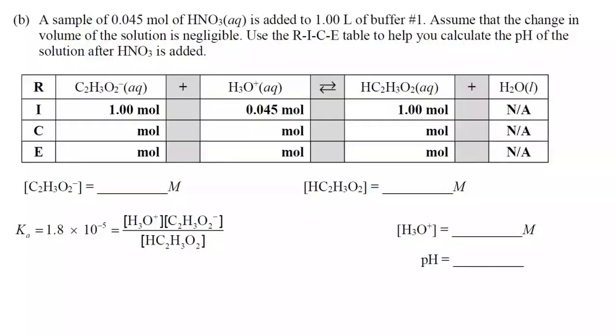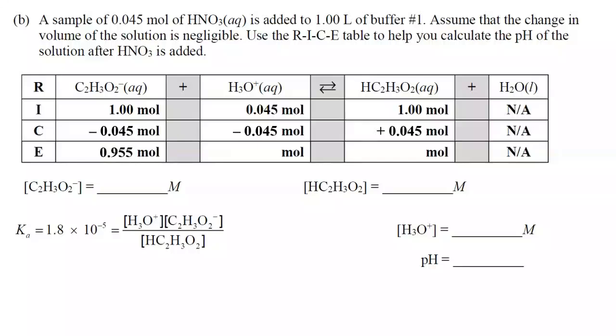So the number of moles of the acetate ion is going to decrease by 0.045 moles. The number of moles of the hydronium ion will also decrease by that same amount. And the number of moles of acetic acid will increase by 0.045 mole. So now at the end of our RICE table, we have 1 minus 0.045, which gives us the moles for the acetate ion, and that works out to be 0.955.